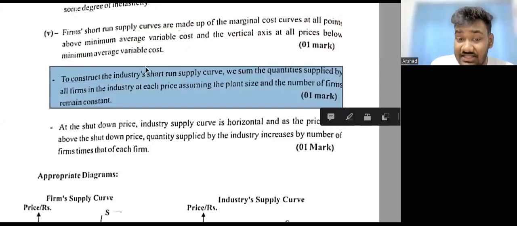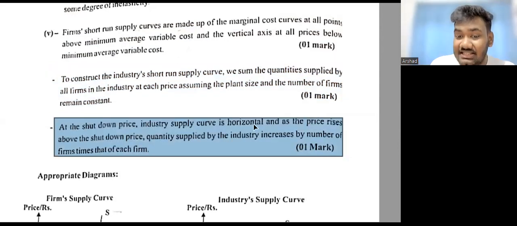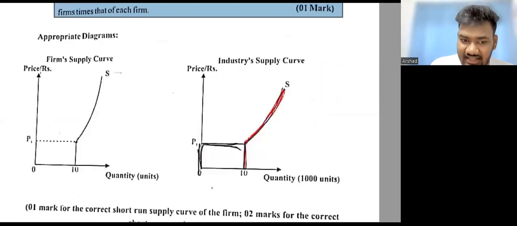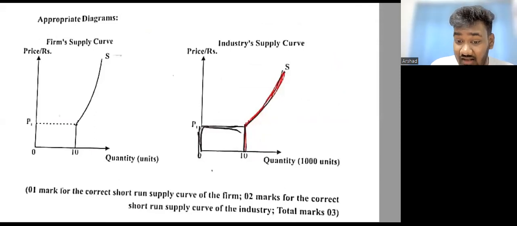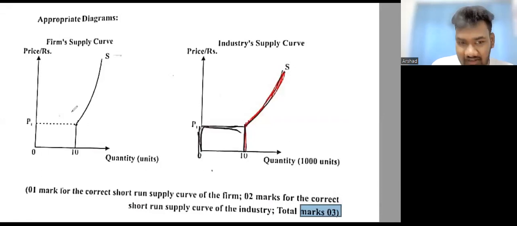To construct the industry supply curve, we sum the quantity supplied by all firms in the industry. Then at the shutdown price, the industry supply curve is horizontal. As the price rises above the shutdown price, the quantity supplied increases. And they have given a small diagram. Look at this, they give you 3 marks for the diagram. This is the firm supply curve. If you want, you can draw the ABC curve here and show it also.